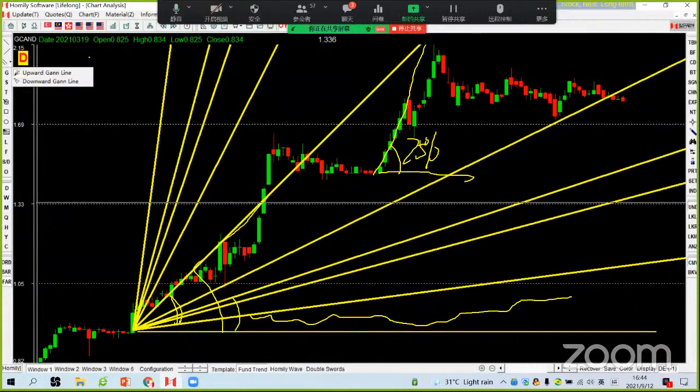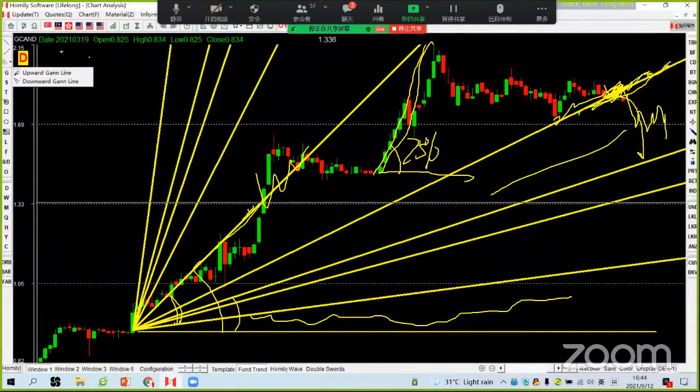Each line will be its resistance and support. For example, here this line becomes a resistance for the movement, and this line will be its support. If it falls and effectively breaks below the next trend line, then that line will become its resistance, and the share will move to the new angle. So that is the upper gun line. And for downtrend stocks, use the downward gun line.